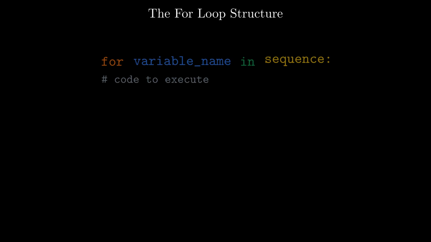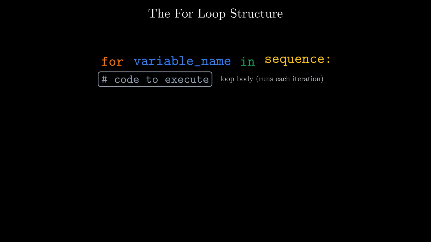Here's the for loop structure. The for keyword starts the statement. Next comes a variable name. You pick whatever makes sense. Then the in keyword, followed by a sequence of values. Finally, a colon to begin the indented block. The indented lines below form the loop body, the code that executes each iteration.